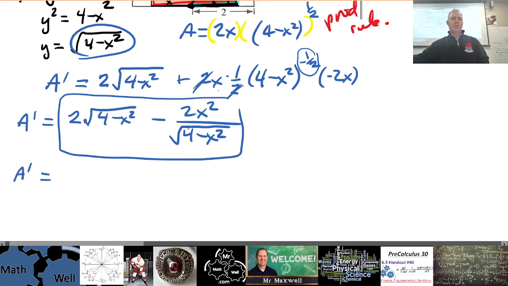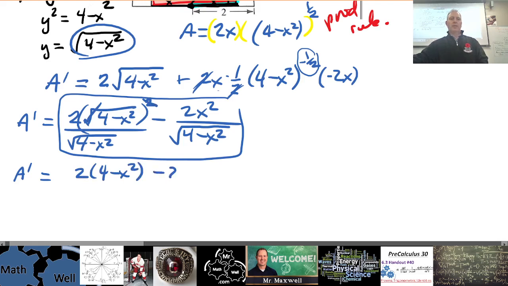To get a common denominator, I'm going to have to multiply top and bottom by root 4 minus x squared, which is really going to make root 4 minus x squared times root 4 minus x squared. So that's going to be a squared, that is going to cancel off with that. So what we're going to have is 2 times 4 minus x squared minus 2x squared, all over root 4 minus x squared.